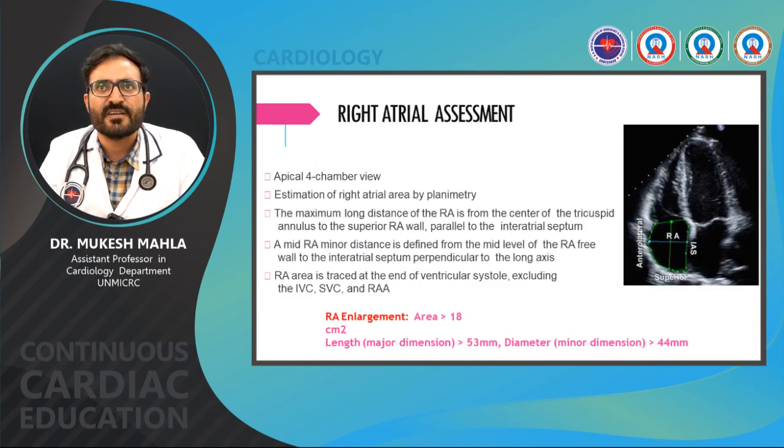Right atrial assessment is also done in the apical 4-chamber view. For estimation of right atrial size by biplane planimetry, we take both the RA major dimension and RA minor dimension. The maximum long distance of the right atrium, from the center of the tricuspid valve annulus to the superior RA wall, is considered the RA major dimension, while the RA minor dimension is from the RA free wall to the interatrial septum. Normally, if the major dimension is more than 53 mm or the minor is more than 40 mm, it is considered dilatation of RA.